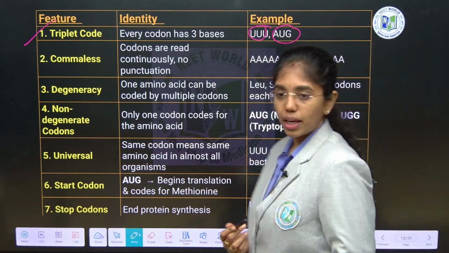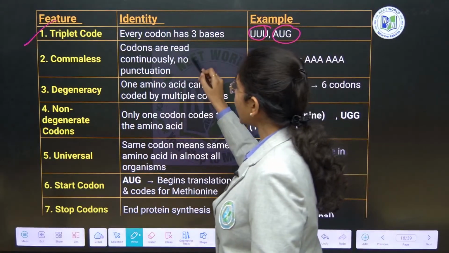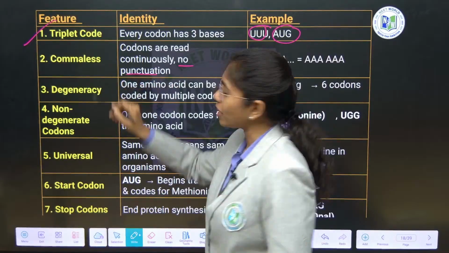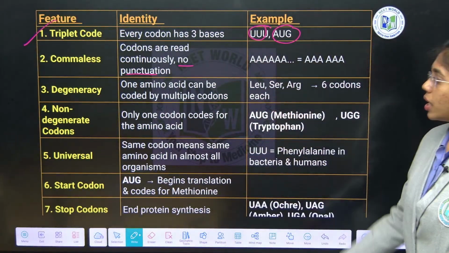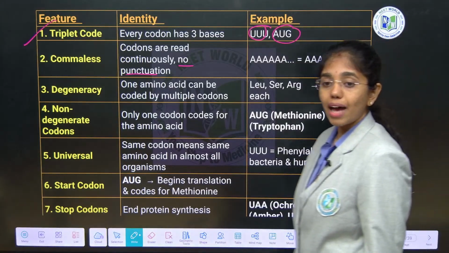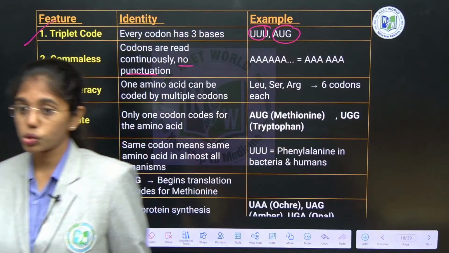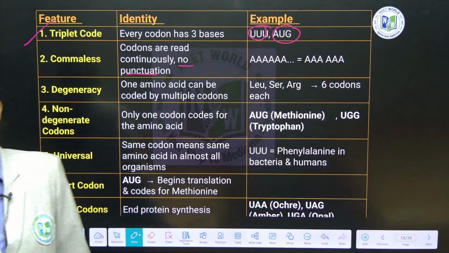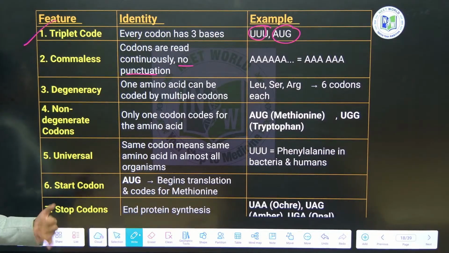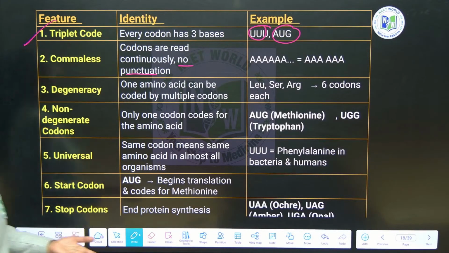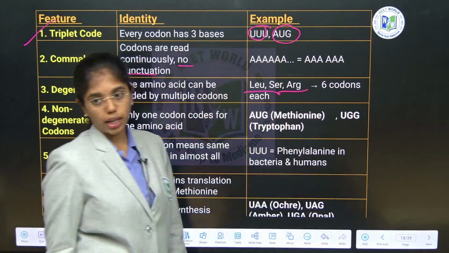Next it is commaless. No codon is having a comma in between. Codons are read continuously. There is no punctuation in between. Okay. Degeneracy. One amino acid is having multiple codons. If you take leucine, it is having 6. Serine is having 6. Proline having 4. Like that, one amino acid is coded by multiple codons. Like that, 6 codons you can see for leucine, serine and arginine.